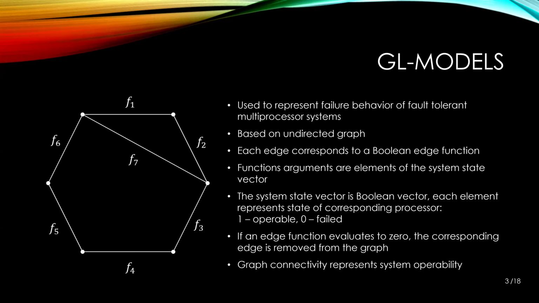If some edge function evaluates to 0, the corresponding edge is removed from the graph. As a result, graph connectivity on some vector corresponds to system operability for the corresponding combination of processor states. A connected graph represents an operable system, while a loss of connectivity of the graph of the model indicates system failure.